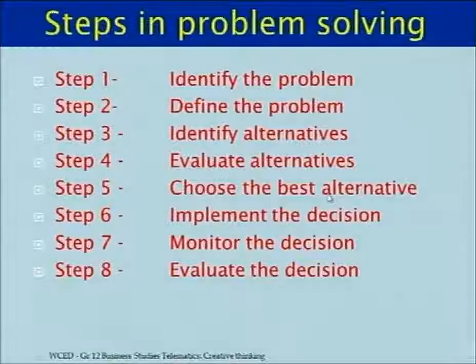And then we chose the best alternative. We chose to go to the mall. And then we implemented that decision by actually driving to the mall, parking the car, taking a little ticket, and then walking our way back here. So we implemented that. So now we just need to monitor our decision.